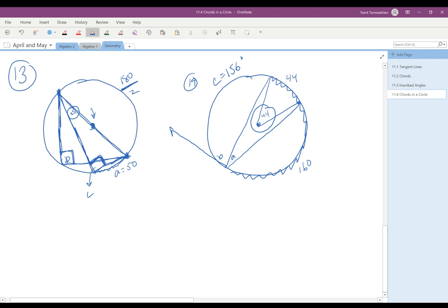Well, A is an inscribed angle, so it's half its intercepted arc. Well, the intercepted arc is just this, which is 44. So A is half of 44, which is 22 degrees.